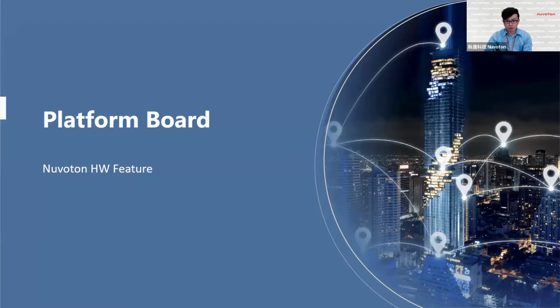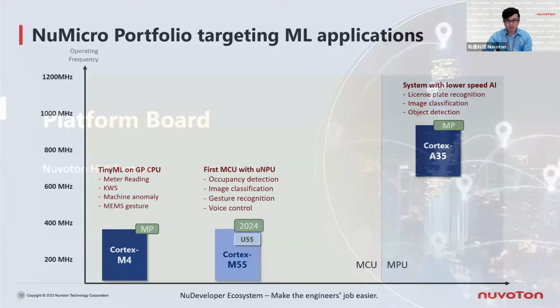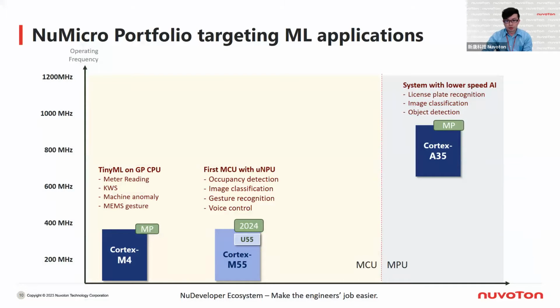Next, I will introduce you to Nuvoton's platform. Currently, Nuvoton's machine learning ICs are divided into three main types: the M4, M55M1, and the A35. The M55M1 is our newest IC featuring an NPU accelerator, providing higher machine learning performance.